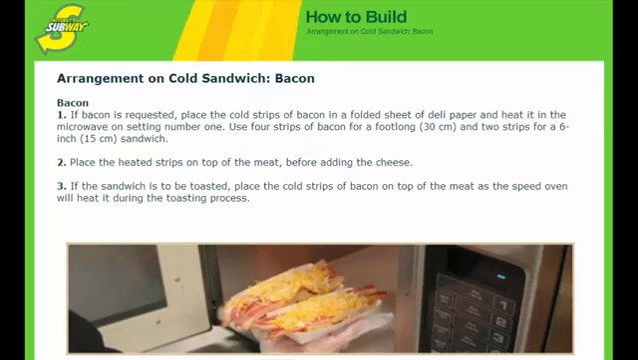1. If bacon is requested, place the cold strips of bacon in a folded sheet of deli paper and heat it in the microwave on setting number 1. Use 4 strips of bacon for a foot-long (30 cm) and 2 strips for a 6-inch (15 cm) sandwich. 2. Place the heated strips on top of the meat before adding the cheese. 3. If the sandwich is to be toasted, place the cold strips of bacon on top of the meat as the speed oven will heat it during the toasting process.